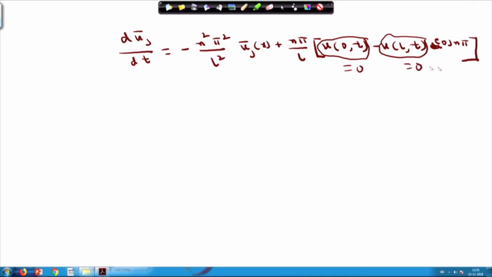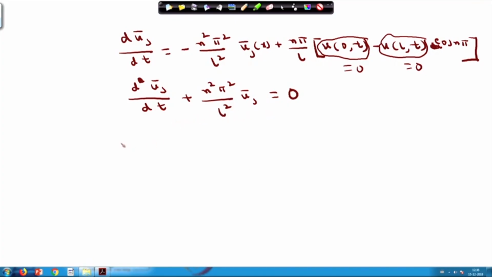So, this second term basically vanishes and the given equation becomes d u bar s dt plus n square pi square by L square into u bar s equals 0. So, your given PDE is converted into an ODE in this particular format.